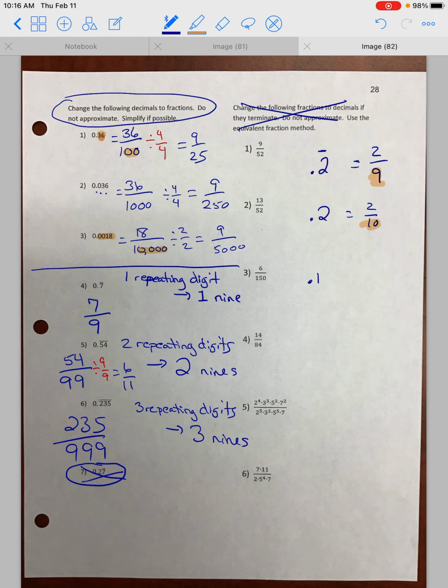So if I have 0.13 with a bar, that's 2 repeating digits, so it goes over 2 9s. If it was 0.13 without a bar, that would be 13 over 100. So you can see they're really close, right, but not quite the same. All right, so that gives you a little bit of a review on going from fractions to decimals and decimals to fractions.